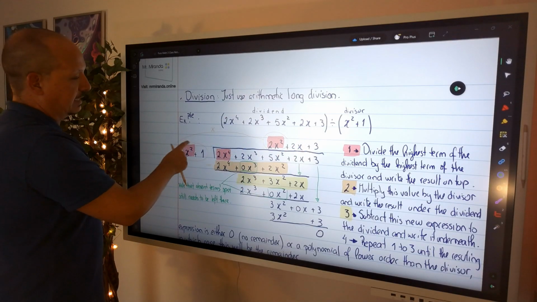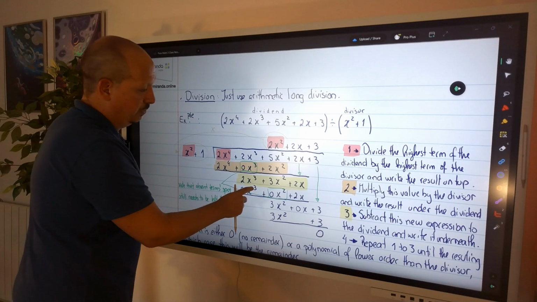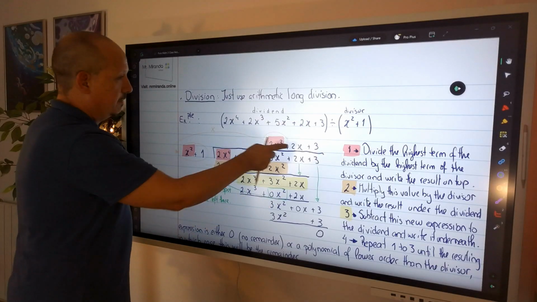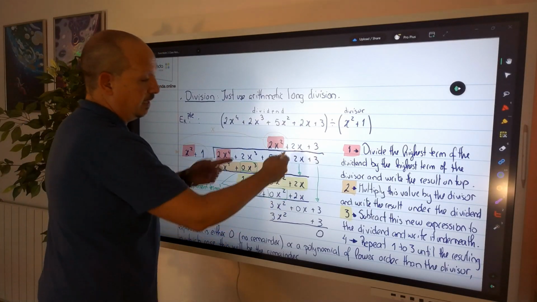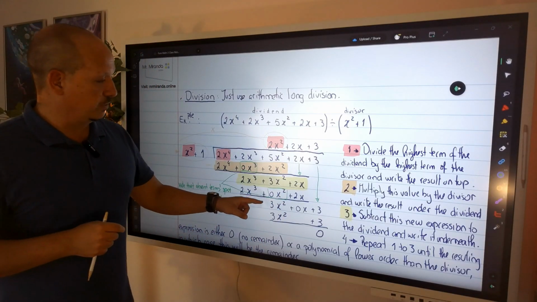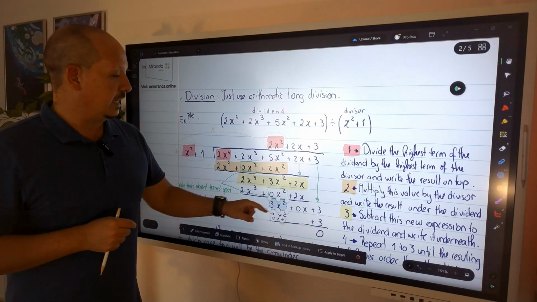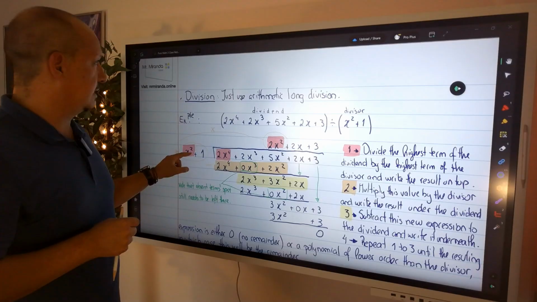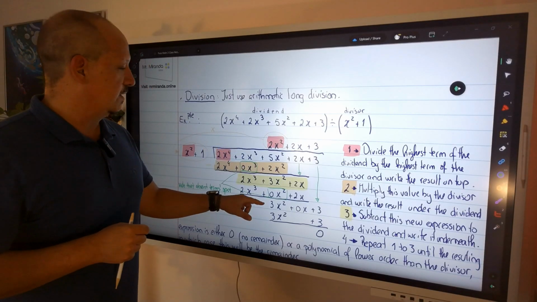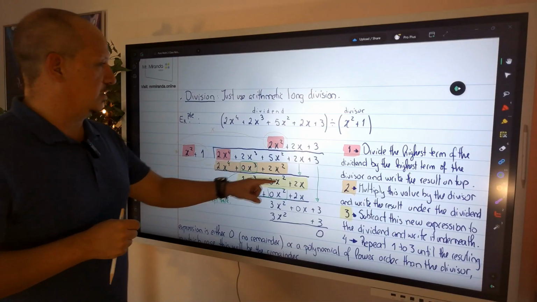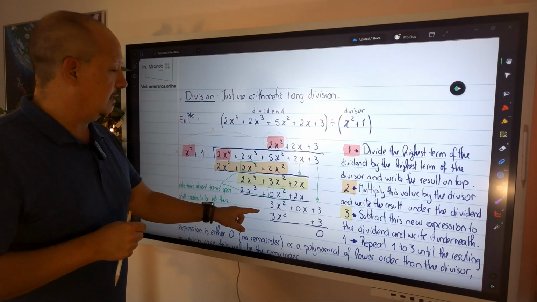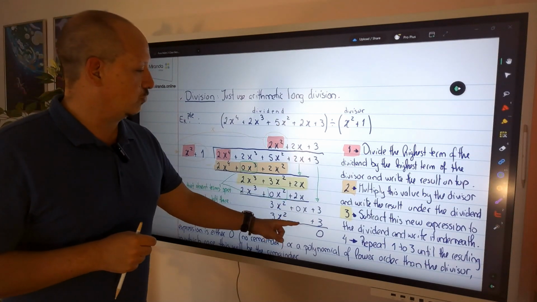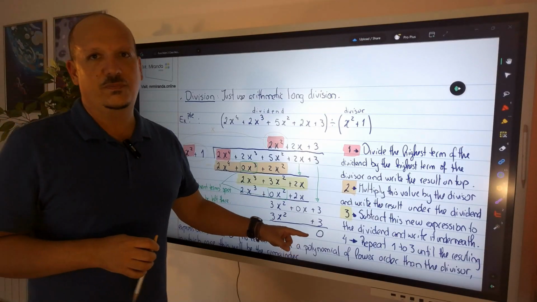2x times all that stuff, you'll get 2x cubed plus, again, 0x squared for the same reason I mentioned before, plus 2x. You write the whole thing over here and then subtract again. The result is going to be this over here: 3x squared plus 0x plus 3. This is going to be the same order as the divisor, so you can still divide it. So 3x squared divided by x squared is just 3. So you now multiply again. You'll have exactly the same polynomial that you got over there. You subtract it and you have remainder 0.